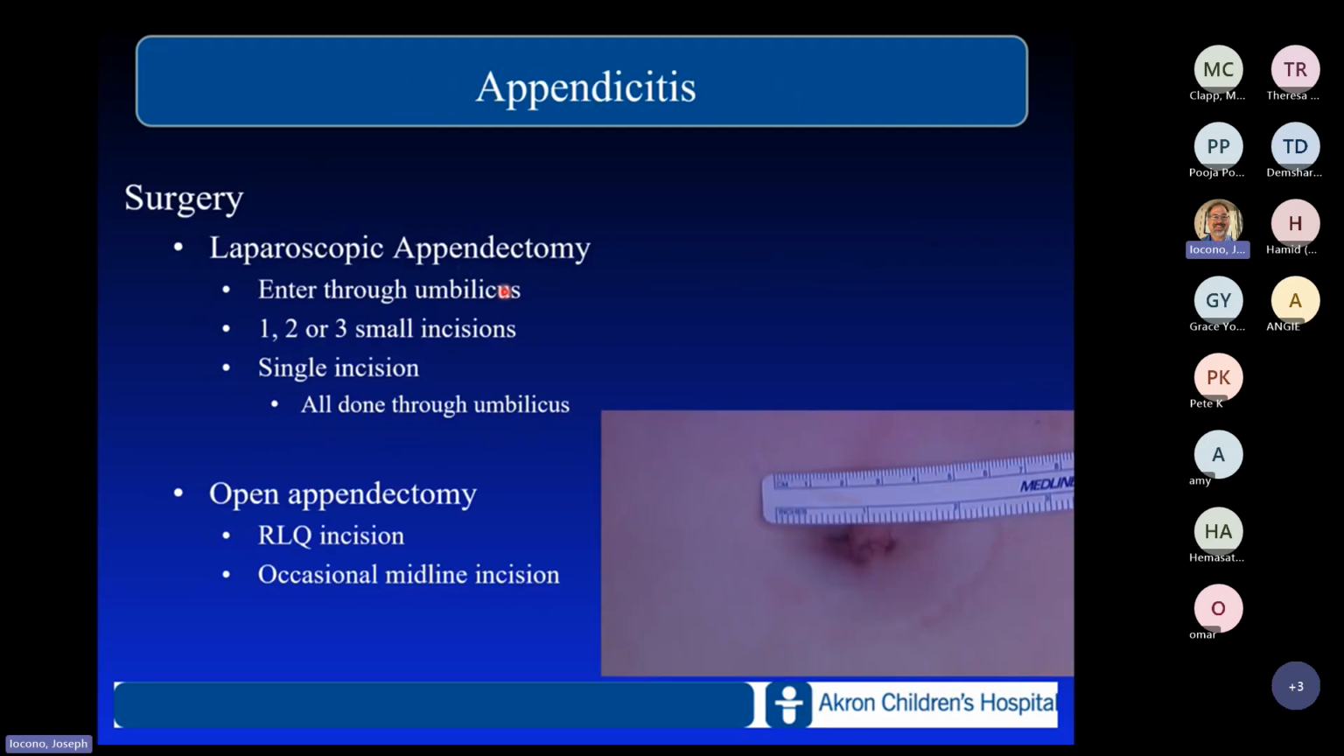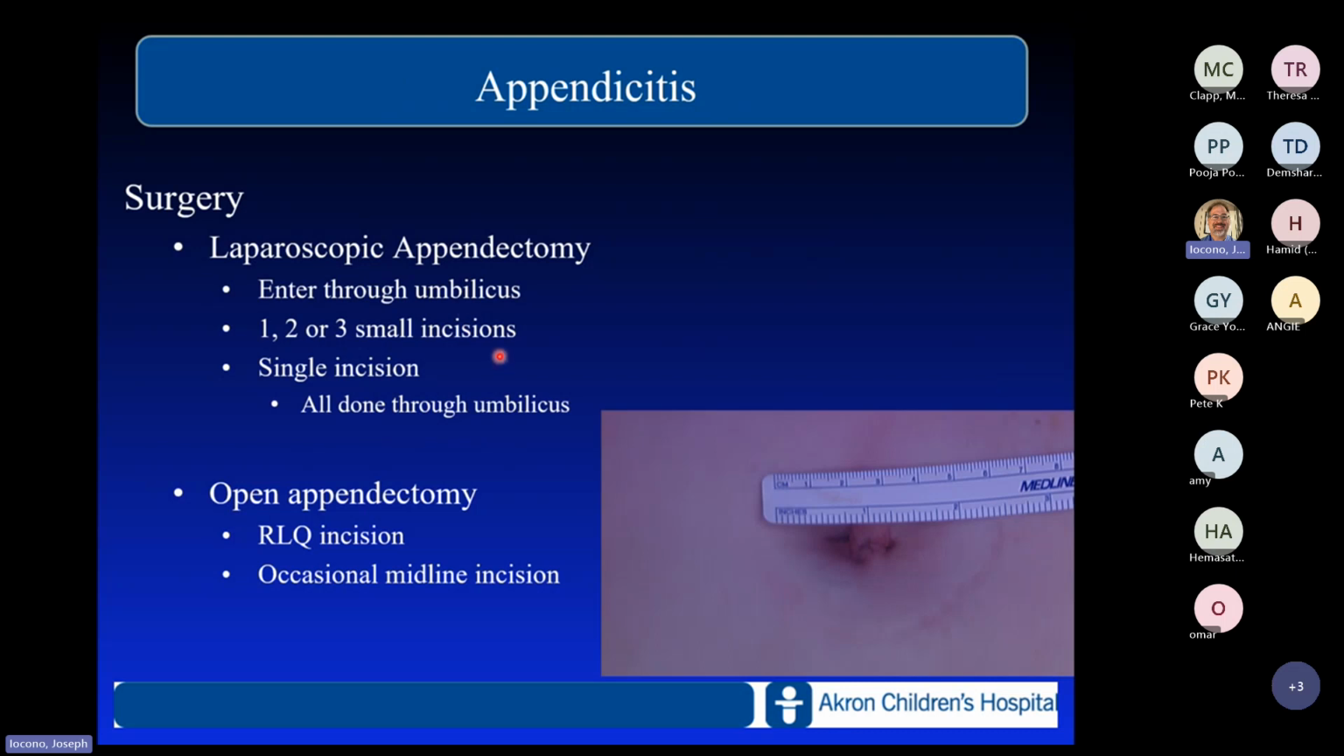We do laparoscopic appendectomies. You can do it with either 1, 2, or 3 incisions. A lot of them are being done with a single incision. Some of my partners do every one with a single incision, including perforated ones. We'll start with the umbilical incision and go from there. You can still do an open appendectomy. They're kind of rare. But actually, most one-port appendectomies are essentially open appendectomies through the belly button.